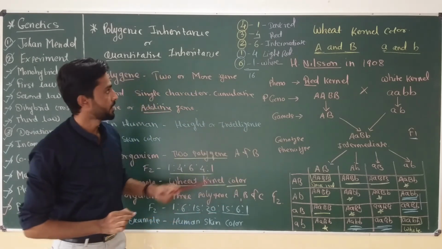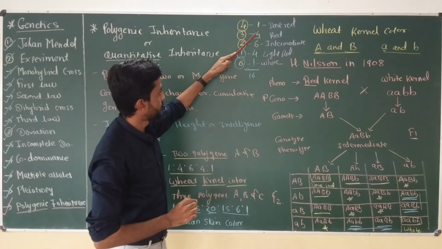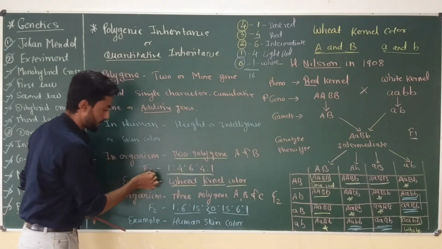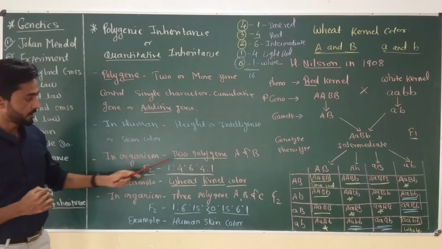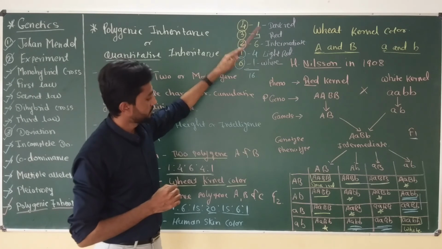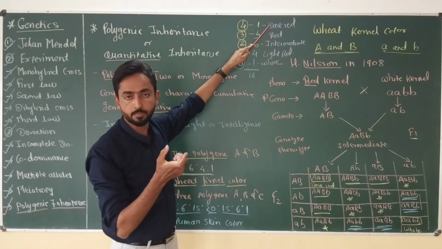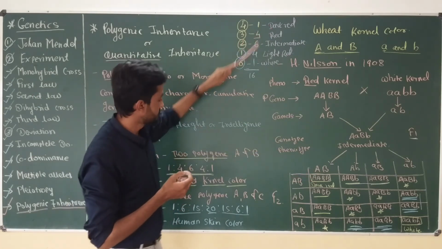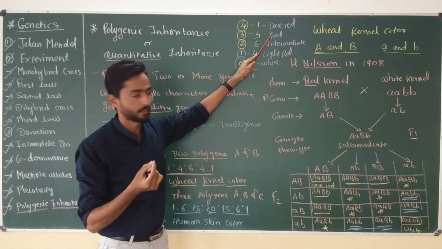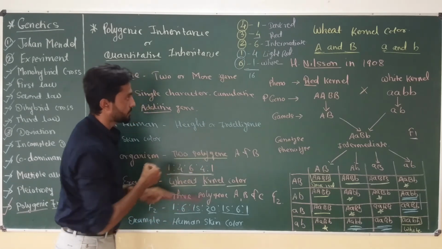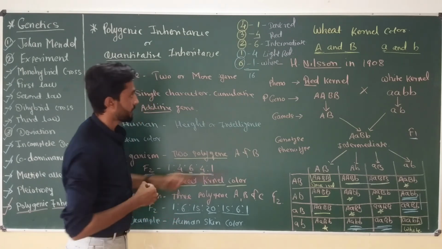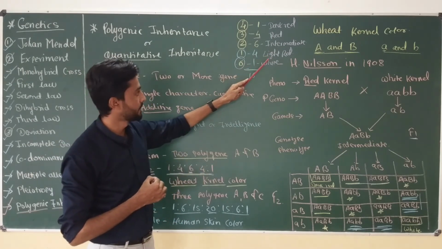In this way we can make the ratio 1:4:6:4:1, which is the standard ratio of the F2 generation when the organism contains 2 polygenes. Remember that 1 means completely dark red color of kernel in wheat. Then these 4 organisms are going to have red color. Then 6 organisms, the maximum, are going to have intermediate color. Then the second last, the 4 organisms, are going to have light red and then white.